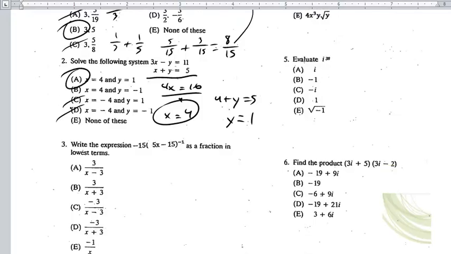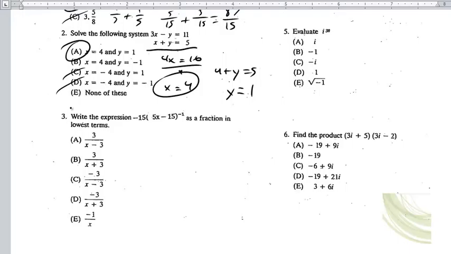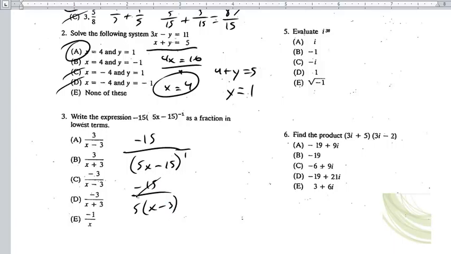Okay, number 3, write the expression as a fraction in its lowest terms. So what you need to understand is that the negative 1 is outside the parentheses, so it's 5x minus 15 to the negative 1, which flips to 1 over that. All right, and then on the bottom I can factor out a 5, so negative 15 over 5x minus 3. So that cancels out with negative 3, so you wind up getting negative 3 over x minus 3. Okay, so that is going to be C.